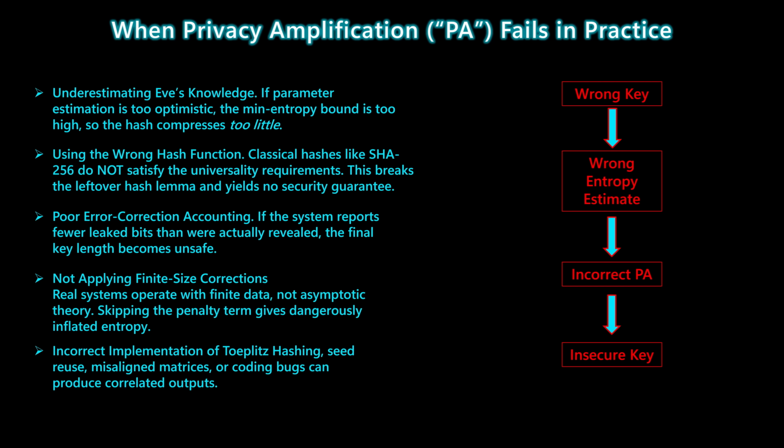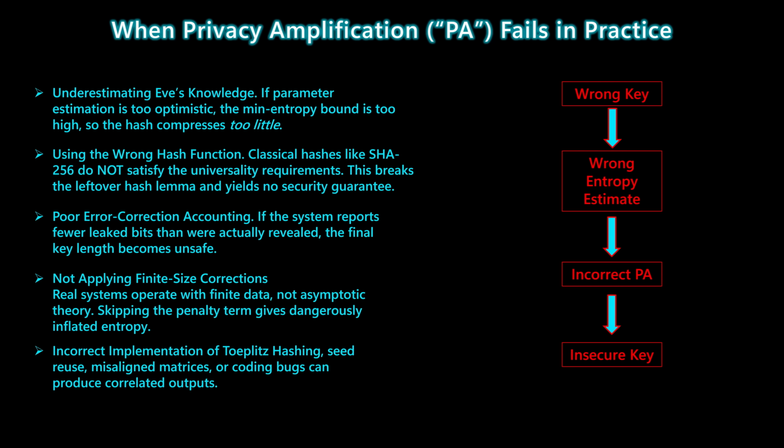Finally, privacy amplification can fail because of incorrect implementation of the hash function itself. If the Toeplitz matrix is misaligned, if the seed is reused, or if there are coding bugs that create correlations in the output, the resulting key is not uniform and can be partially predictable.